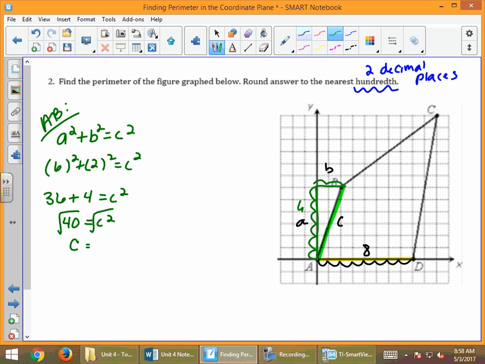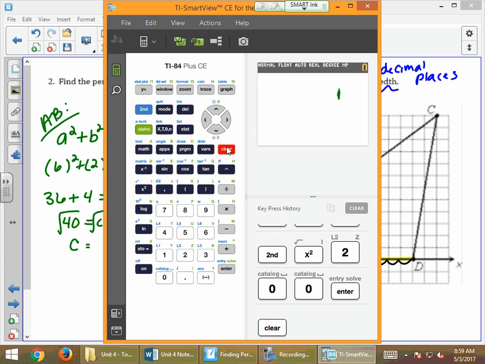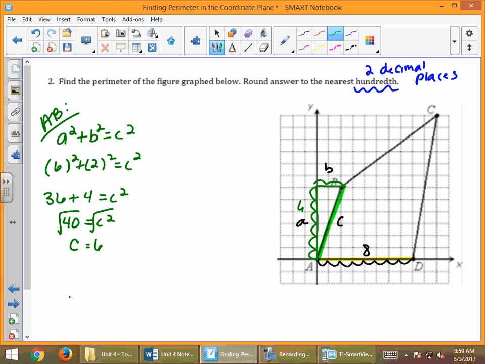We're rounding to the nearest hundredth, so that means 2 decimal places. So if you plug this into your calculator, you do the square root of 40. Second, x squared, and then 40. We get 6.324, which again is less than 5, so that won't round anything up. So that's about 6.32. Again, hundredth is 2 decimal places, so we want to make sure we round to 2 decimal places. Then I'm going to write it on here just so I have it. This is 6.32.